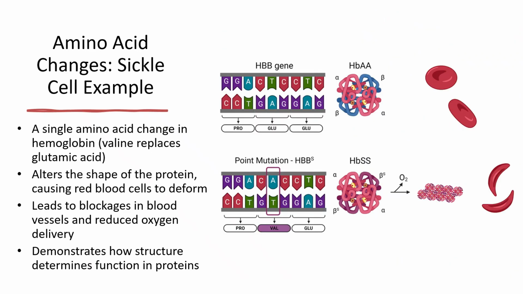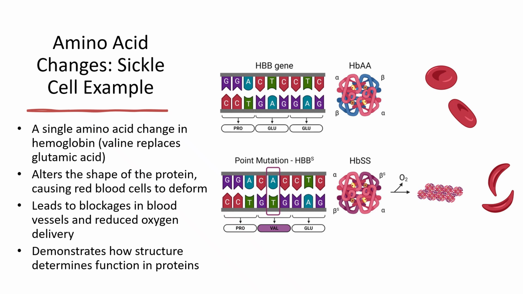In sickle cell disease, one amino acid in hemoglobin changes. Valine replaces glutamic acid. This small change alters the protein's shape, causing red blood cells to form a sickle shape. These cells can block blood vessels and carry less oxygen, showing how structure determines function.